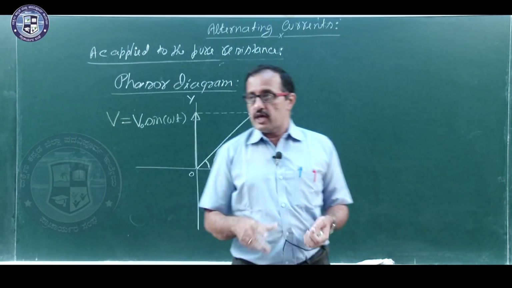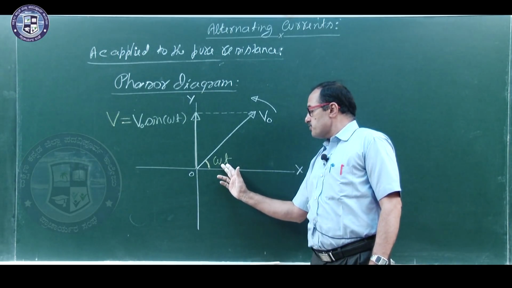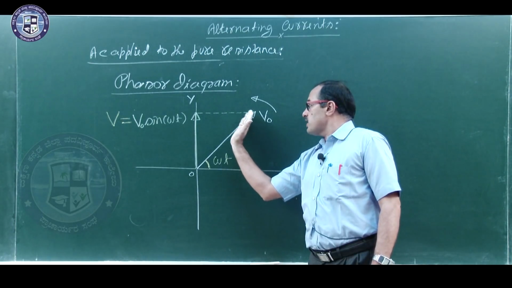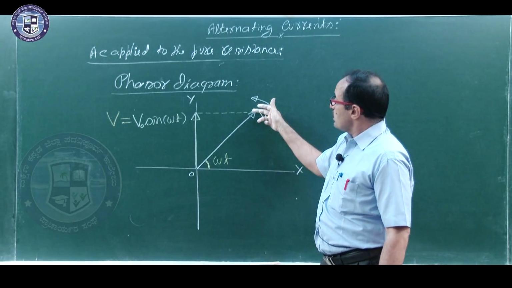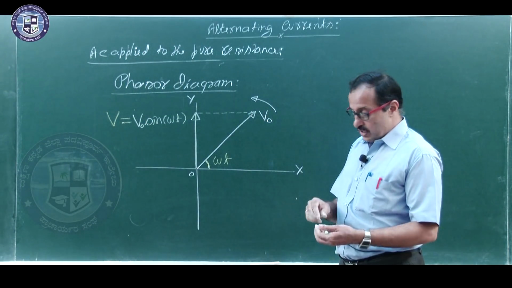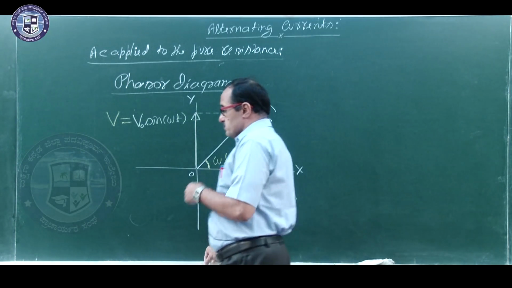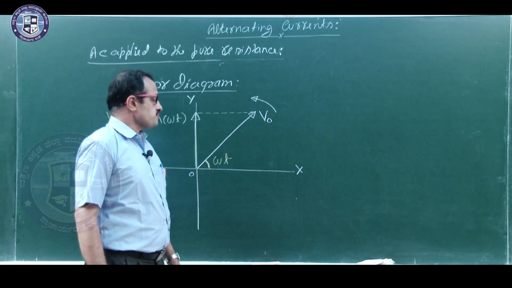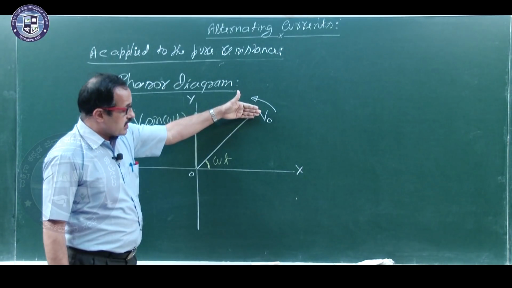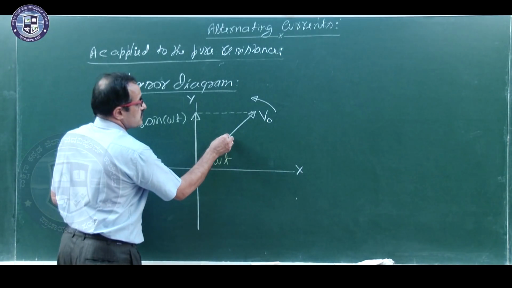Therefore, in the phasor diagram, as the time changes, this angle changes. As this angle changes, this V naught vector rotates in the anti-clockwise direction, and its y component gives the instantaneous value. Okay. Now, I want to represent current. How to represent current? Again, same logic. If V naught is taken as a vector, for the current I naught is taken as a vector.